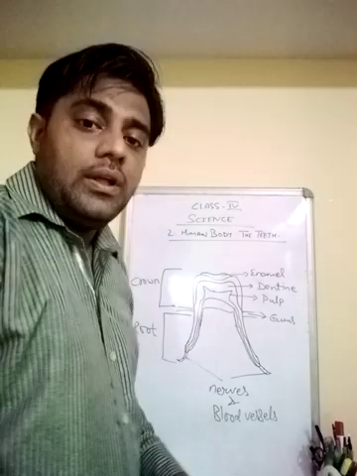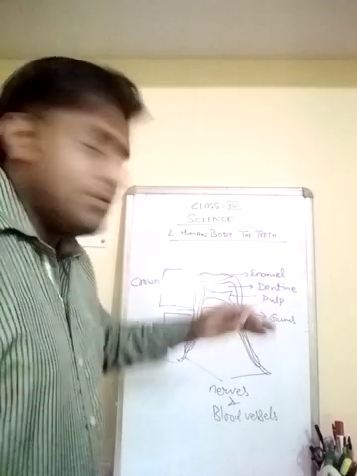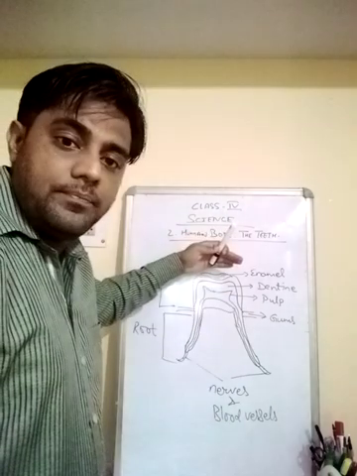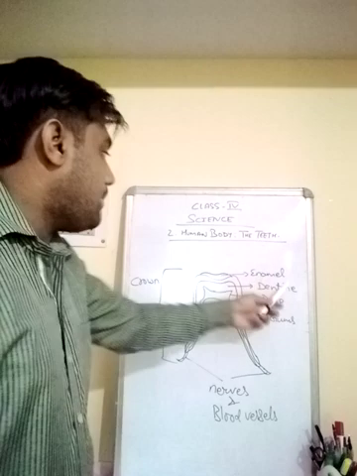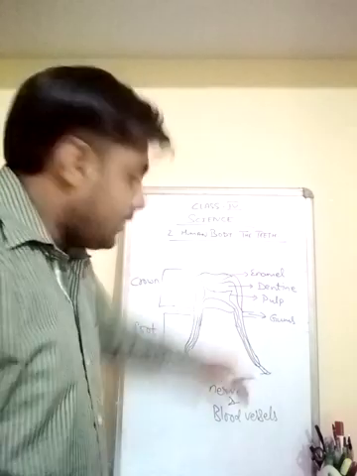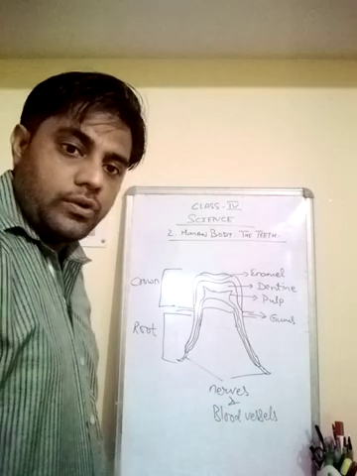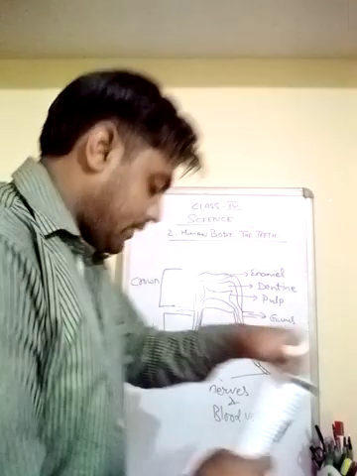Once again I am telling you, parts of a tooth, there are two parts. The part present above the gum containing enamel, dentine and pulp, that's called crown, and the part present under the gums containing nerves and blood vessels, which is known as root. Alright, so let's see what your book says about this.